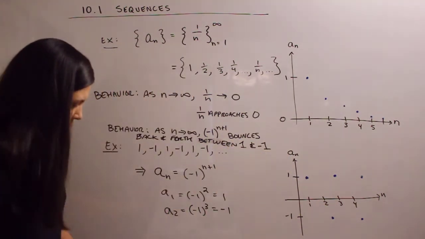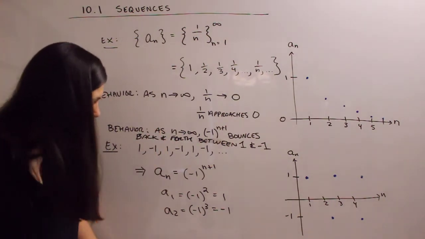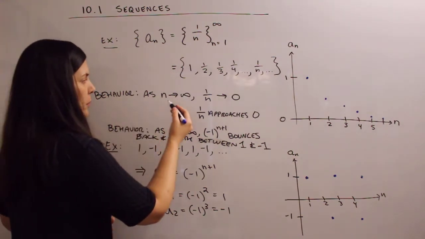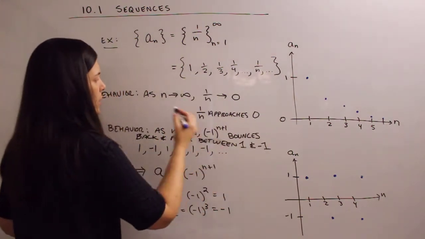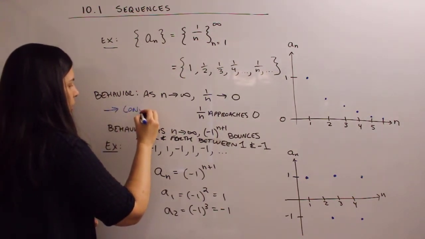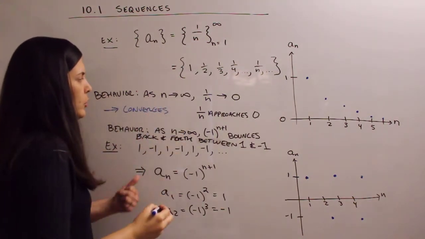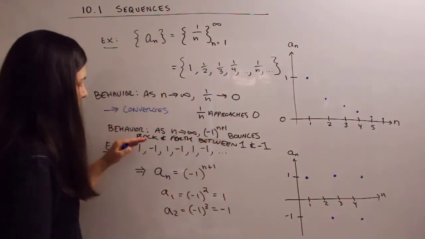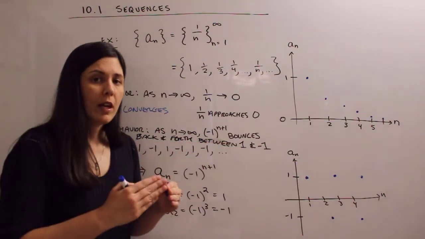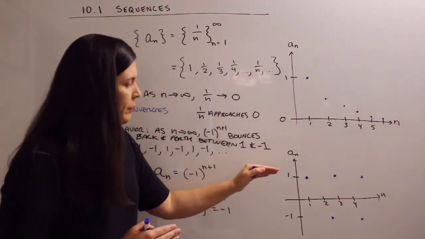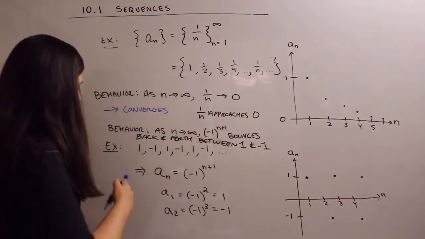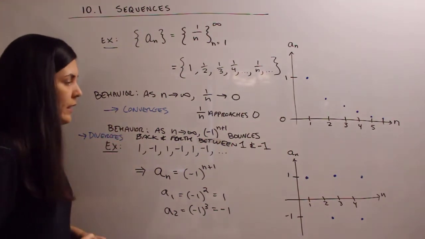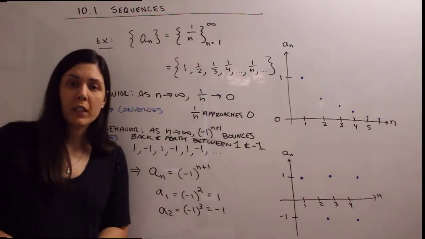Okay, and so we're going to define this a little bit more clearly, but these two behaviors are things that we're really interested in. When the behavior of a sequence is that it actually approaches something, we say that it converges. So it converges to what it approaches. It's converging on 0. When it doesn't seem to converge to one value, when it doesn't seem to go to just one number, in this case it's bouncing back and forth, we say that this one diverges. Okay, so let's get into those two definitions a little bit more formally.